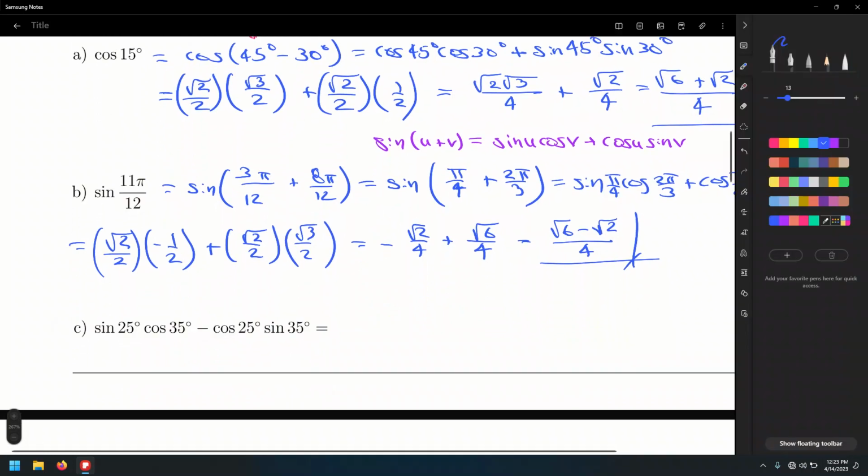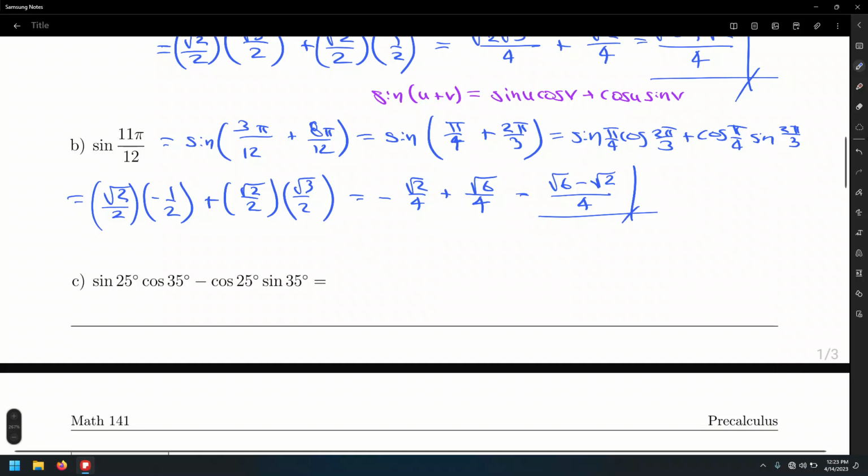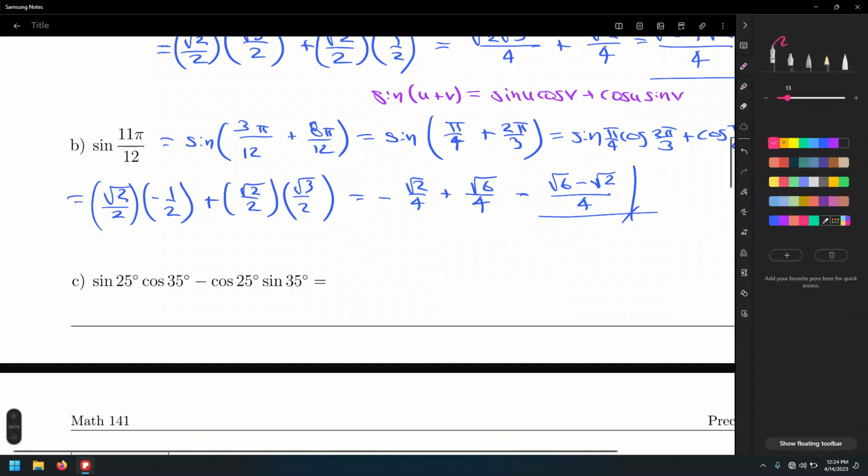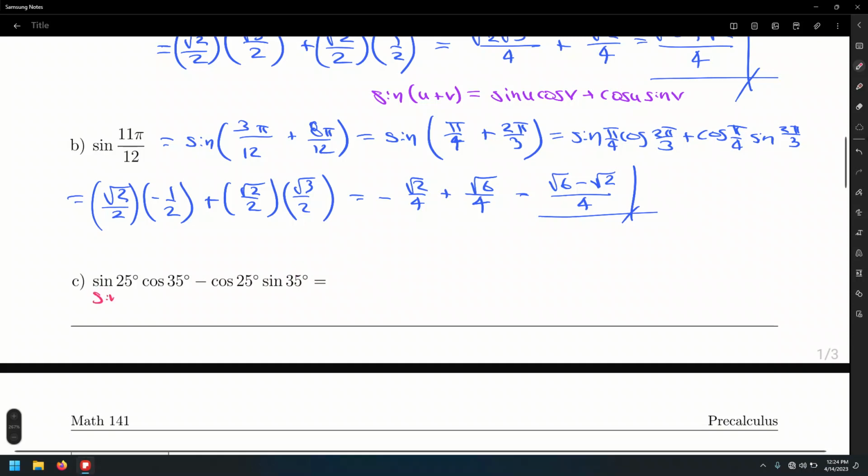So that's fine. Okay. How about we do a backwards type of problem, and let's see what we get. So let's see what we have. We have sine of 25 degrees times cosine of 35 degrees minus cosine of 25 degrees times sine of 35 degrees. Well, neither 25 degrees nor 35 degrees are nice values from the unit circle. All right? But check the pattern here. This looks like sine u cosine v minus cosine u sine v.